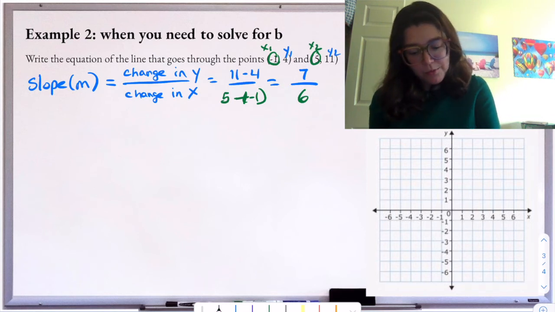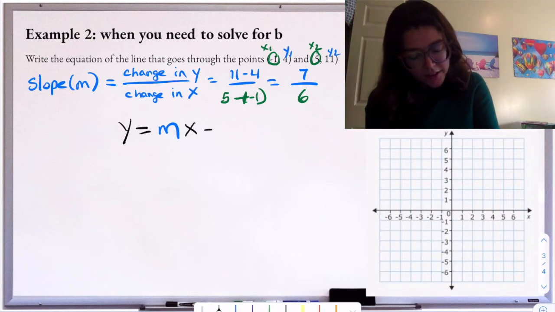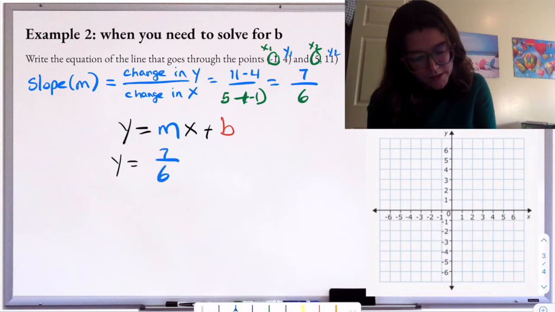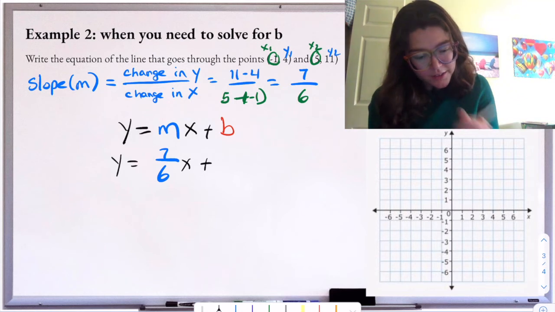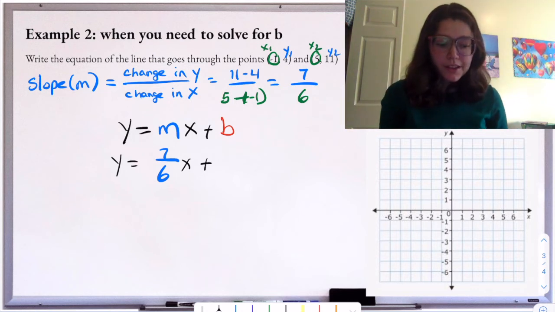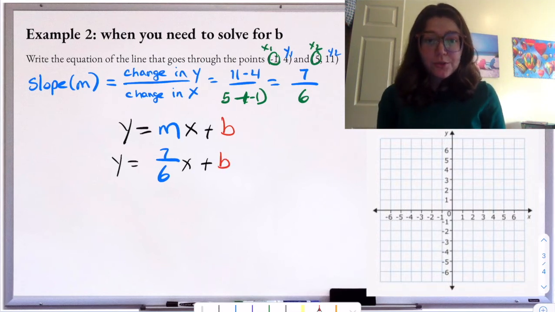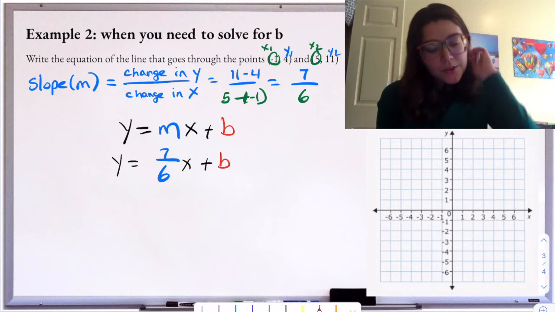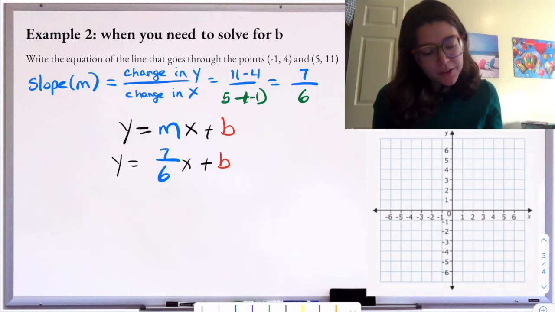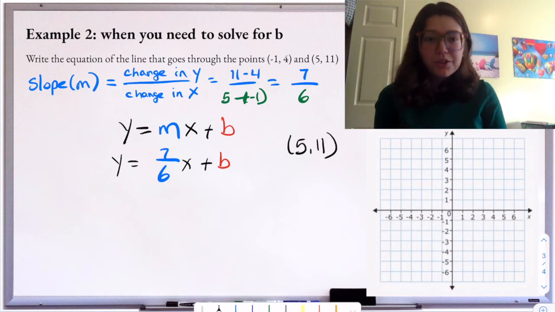Now that's very helpful. If I go back to slope-intercept form, that's good because now I can substitute in 7/6 for m. But then I'm kind of stuck because neither of those points, (-1, 4) or (5, 11), just tells me the y-intercept. So what I have to do instead is a little bit of algebra. What I'm going to do is pick one of these points. It doesn't matter which one. I'll go with the point (5, 11), but it doesn't matter which point I would choose.